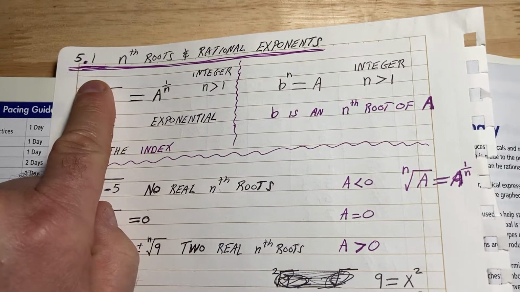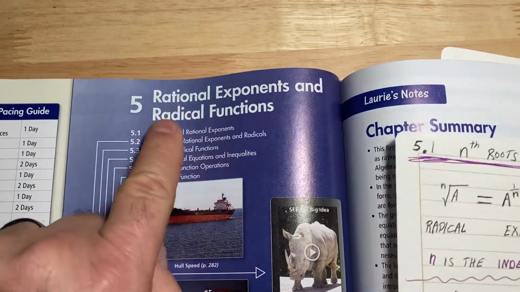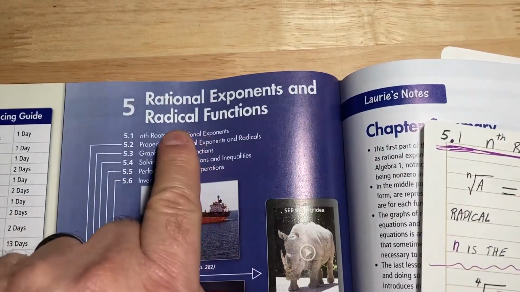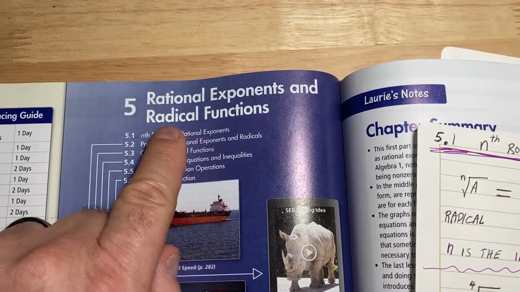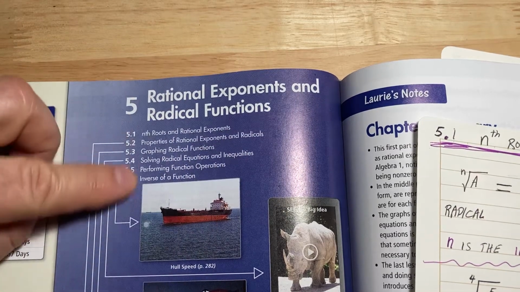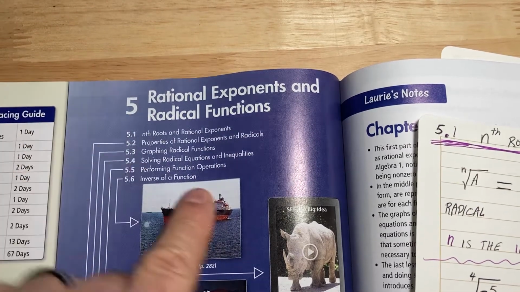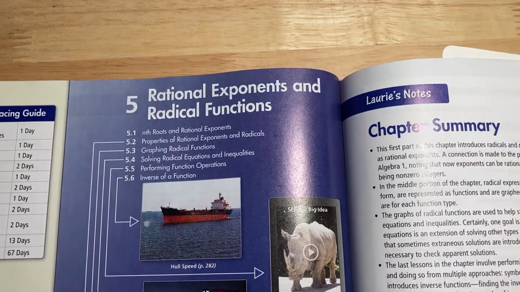Chapter 5, the nth roots and rational exponents. Chapter 5 covers rational exponents and radical functions. Radical, not Abbie Hoffman, just the radical functions. There are six sections in chapter 5. The first one we'll be covering is nth roots and radical expressions.